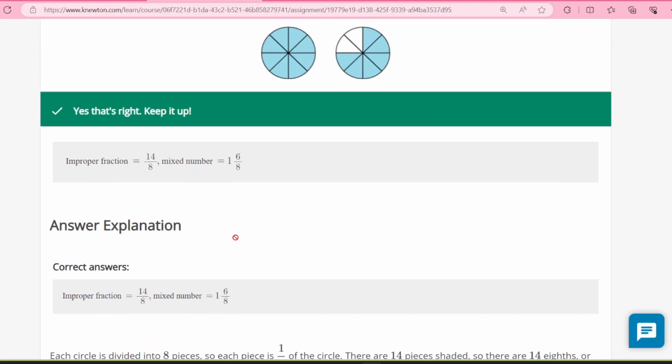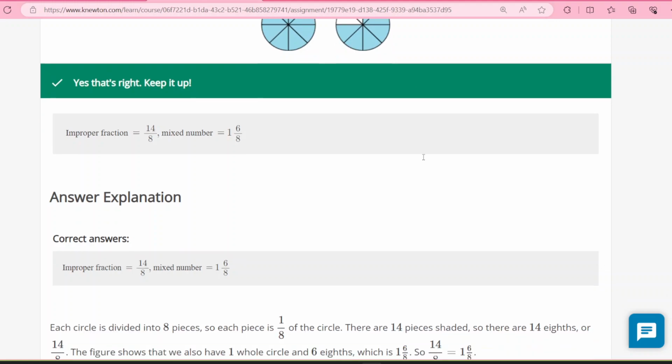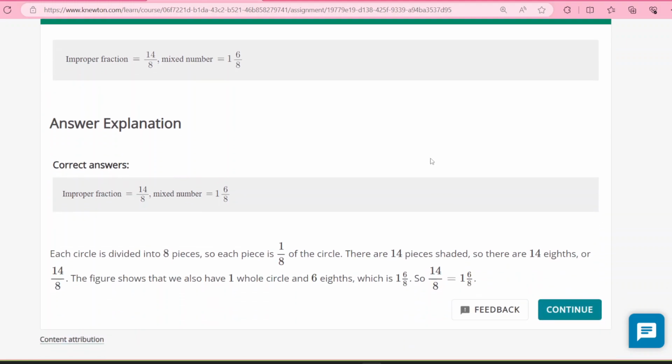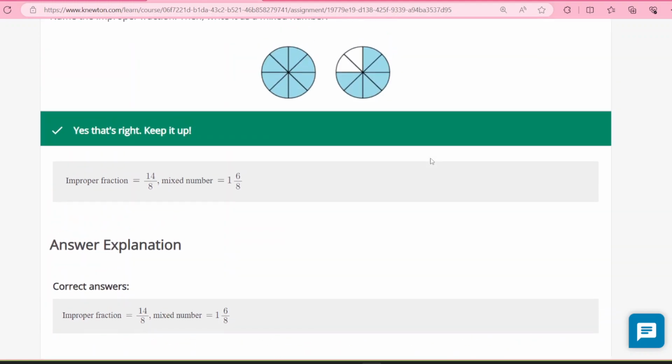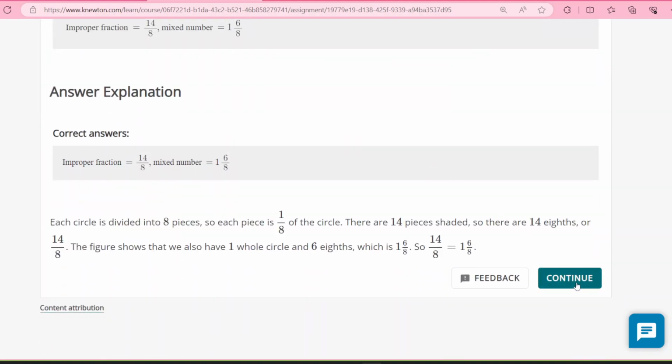So again, you could reduce the fractions, right? Make this 7 out of 4 and 1 and 3/4, right? This is 1 whole and 3/4 of a whole, but they broke things up into eighths. So I think, like they showed here, they want the denominator to be 8. Okay.